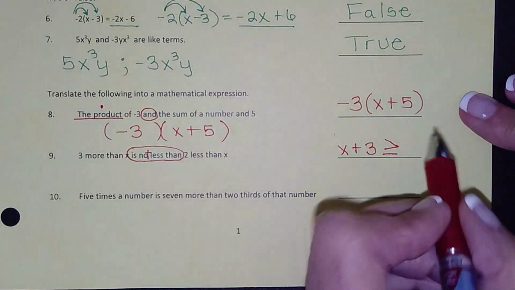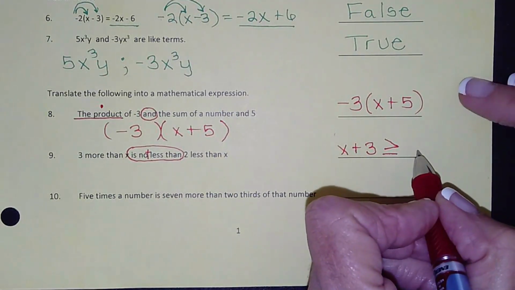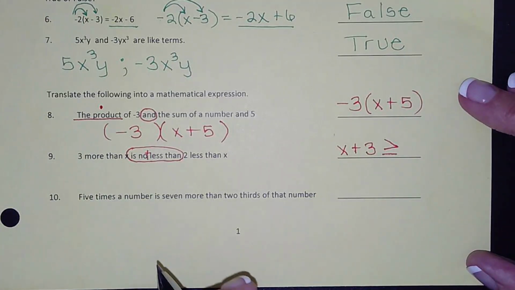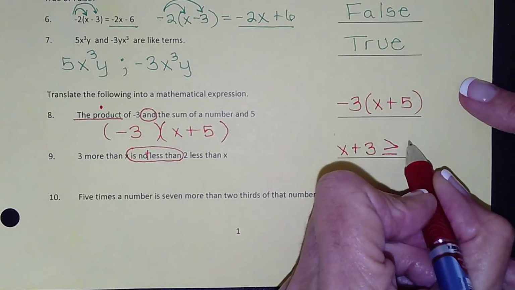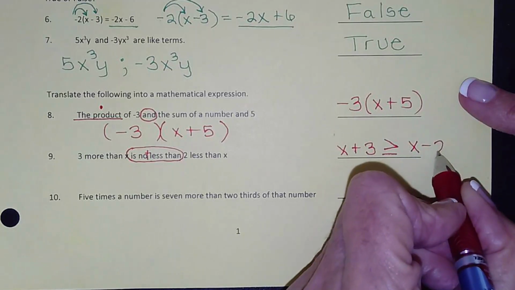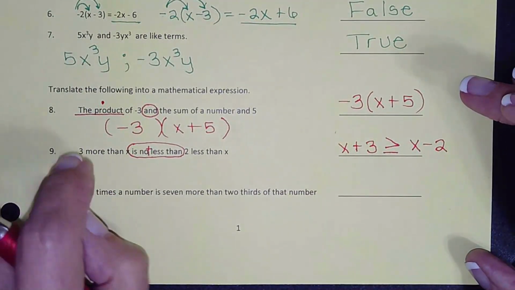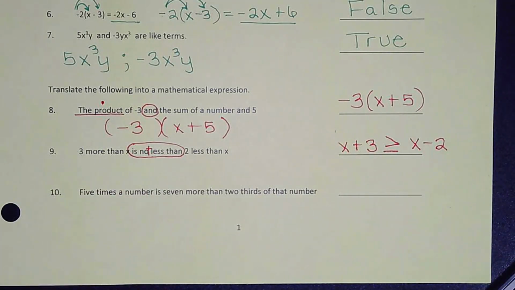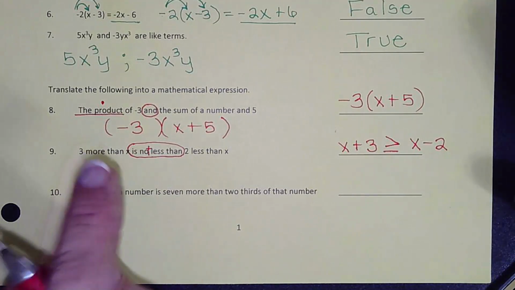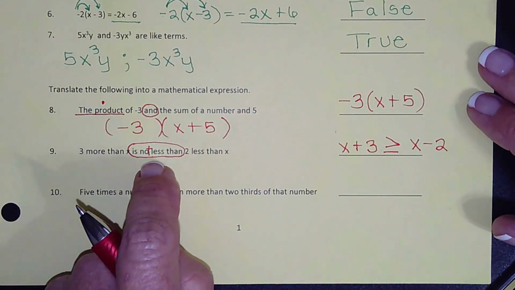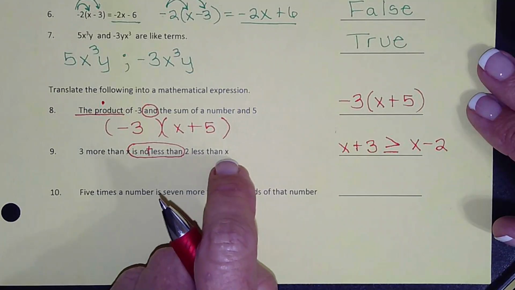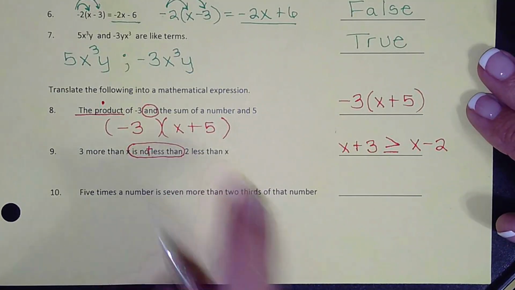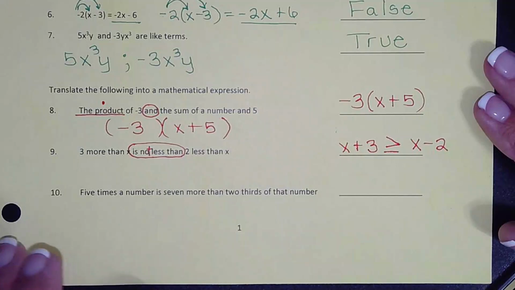2 less than x. Both of those are x? I guess so. I thought it was going to be an x on one side and a y on the other. I have that covered up, but I think it's an x, right? And look on my other one. Yep, both of them are x's. So x plus 3 greater than or equal to x minus 2, because the less than says put it on the other side.